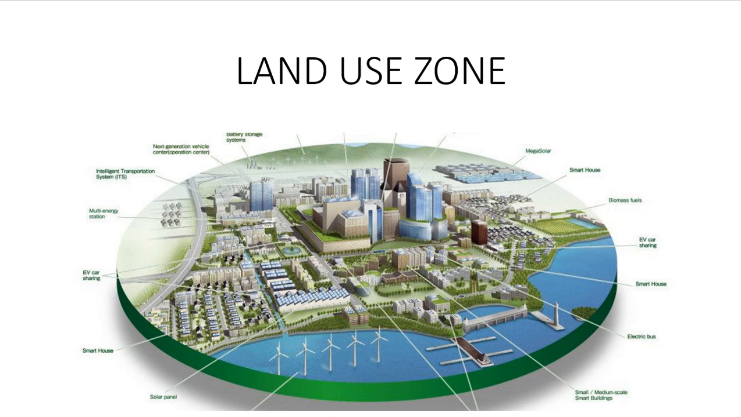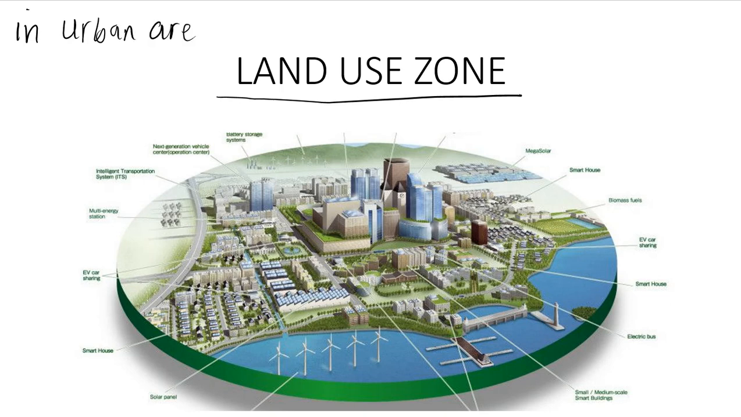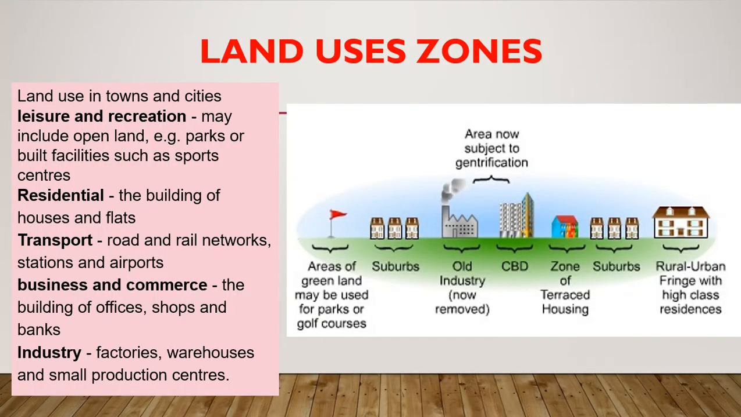Okay, in this lesson, we are going to be looking at land use zones in urban areas. So without wasting so much time, let's see land uses. Within urban areas, you find out that land use in towns and cities usually includes use for leisure and recreation, which may include open space, parks, and built facilities such as sports centers.